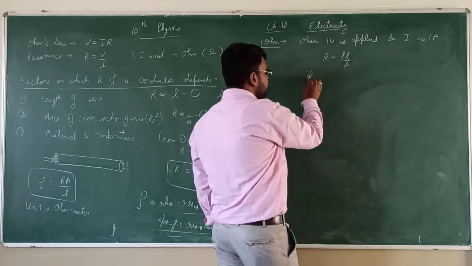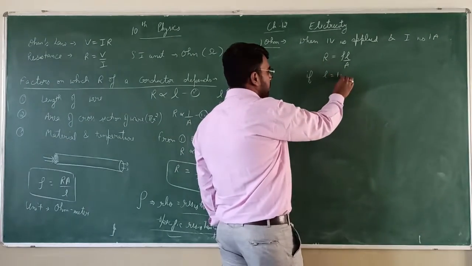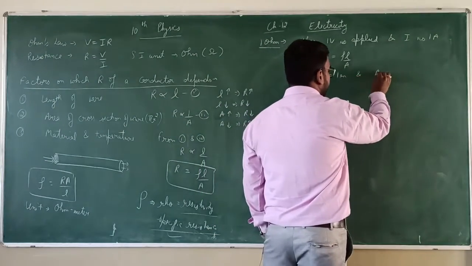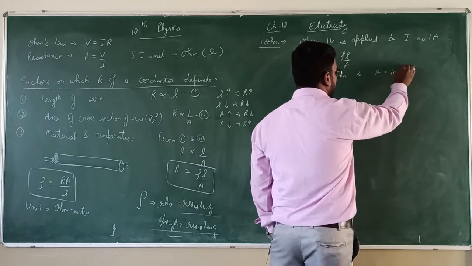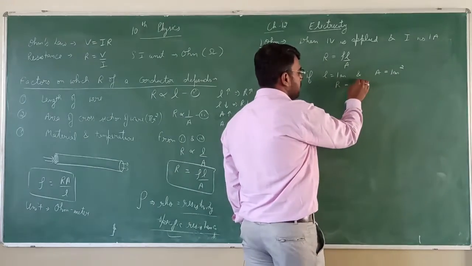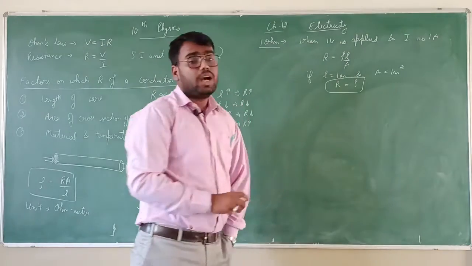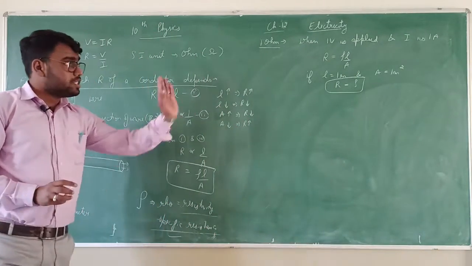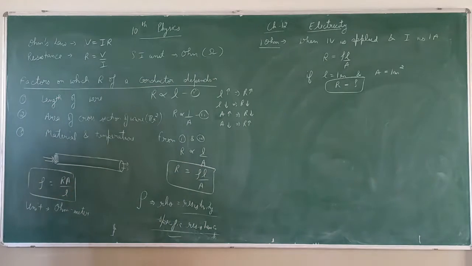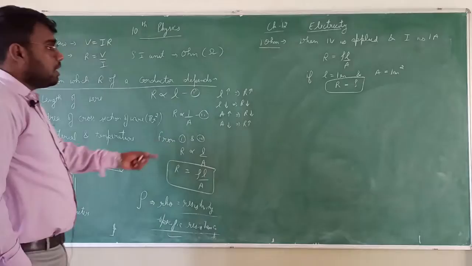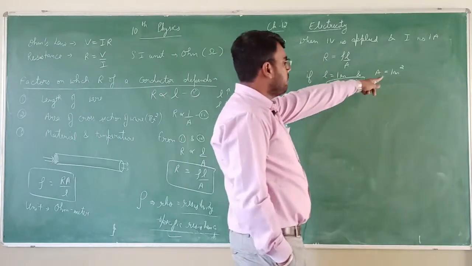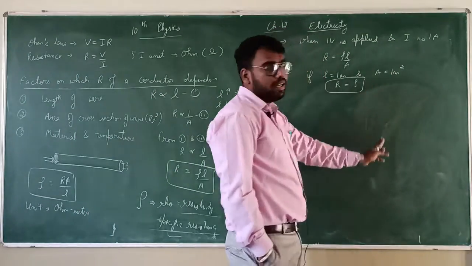If length is 1 meter and area of cross section is 1 meter square, then R becomes rho. If we put 1 here and 1 here, we get R equals rho. That means resistivity is also a resistance, but the special condition is that we take length 1 meter and area 1 meter square. That resistance is called resistivity.